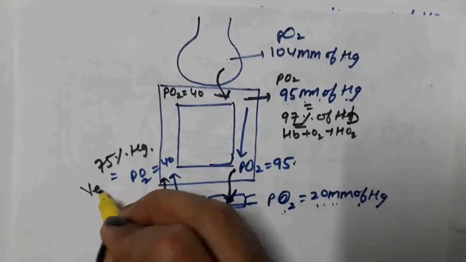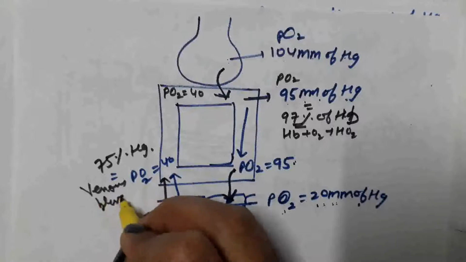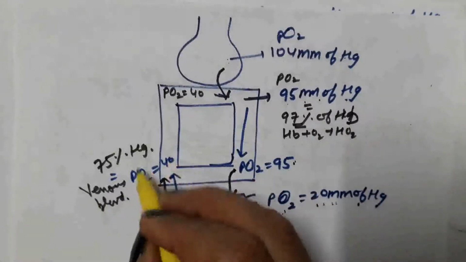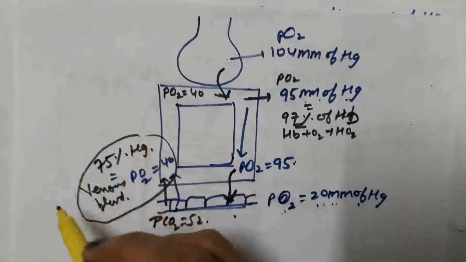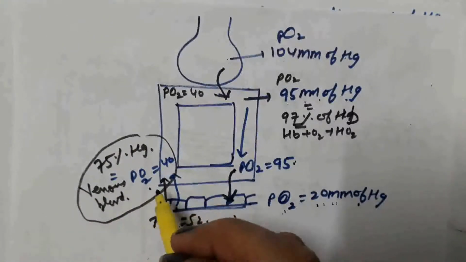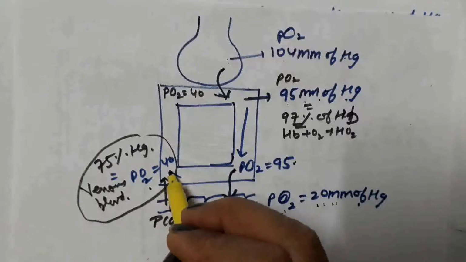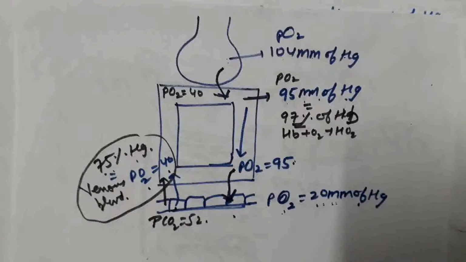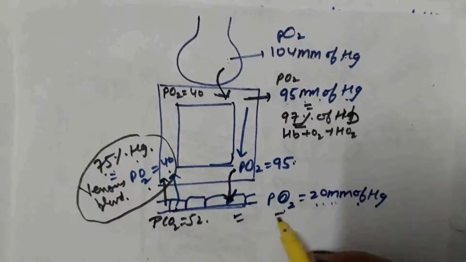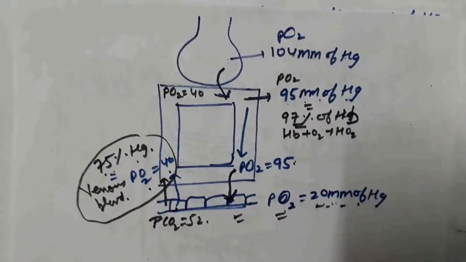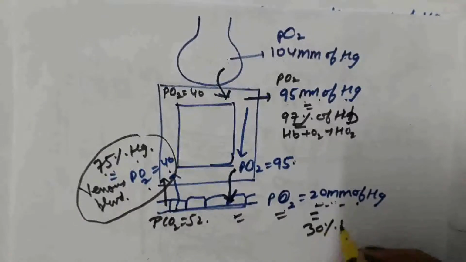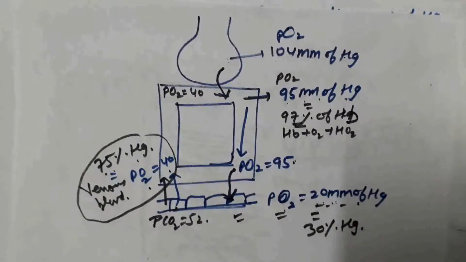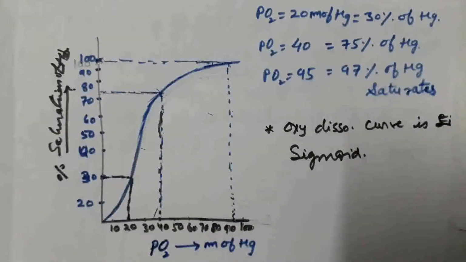This is the venous blood or deoxygenated blood. So even in deoxygenated blood the partial pressure of oxygen is 40 mm of mercury and about 75% of hemoglobin is saturated here. In the tissue, the partial pressure of oxygen is 20 mm of mercury. And what is the curve showing? At 20 mm of mercury, about 30% of hemoglobin is saturated. This is what the oxygen dissociation curve is showing.